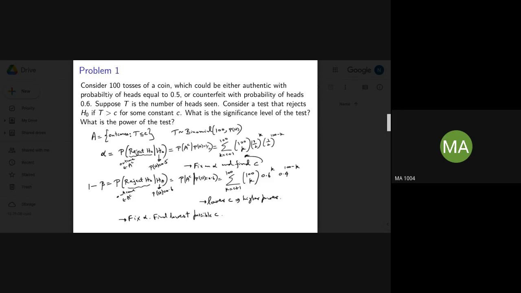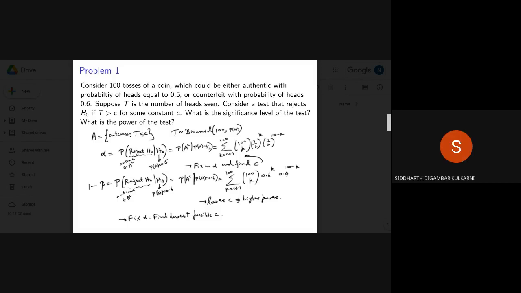If someone asked whether greater than 30 means we need to take that as HA: the question was, let's say my test says reject H naught if the number of heads is greater than 30. So if the number of heads is greater than 30, then we are rejecting H naught. So when are we going to accept H naught? When the number of heads is less than or equal to 30.